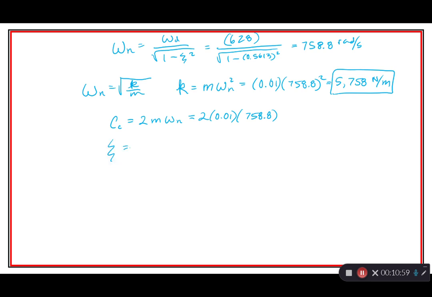We know that the squiggle is equal to C over CC. So we could find C by taking squiggle times CC, and recall that this was 0.5613. It would have normally been 0.7. We could have assumed it was 0.7, but obviously it isn't. Times 2 times the mass times the natural frequency of 758.8. And we get a C equal to 8.518 newton seconds per meter.